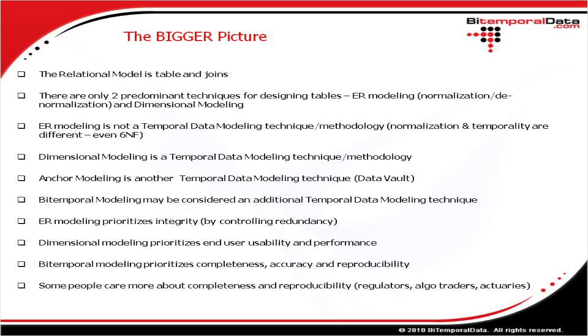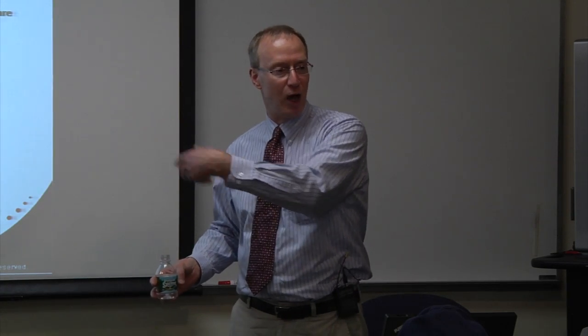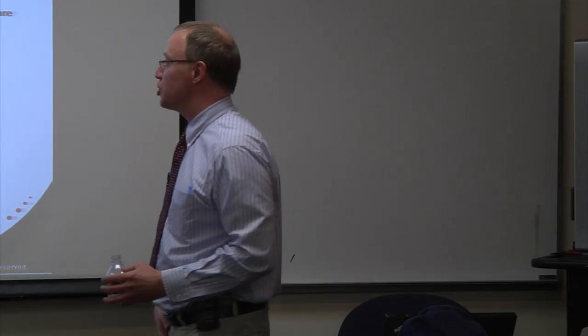But the other thing to keep in mind, ER modeling is not a temporal data modeling technique or methodology. So you hear all this stuff of Kimball versus Inmon, right? They say dimensional modeling versus third normal form. It's like apples to oranges, right? Dimensional modeling is a temporal data modeling technique. Third normal form has nothing to do with how to store a history of data. It doesn't tell you what types of time things to put in your keys or not, right? It's not an apples to oranges type of argument.